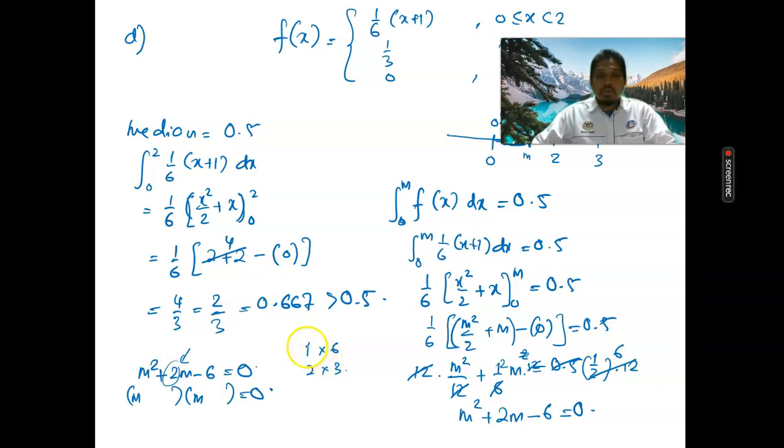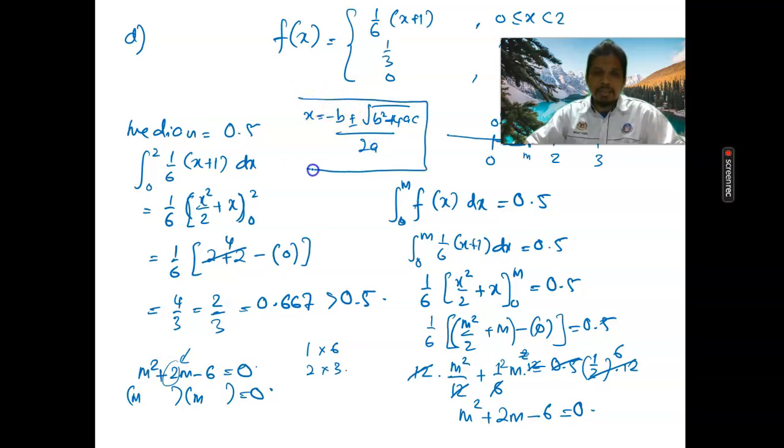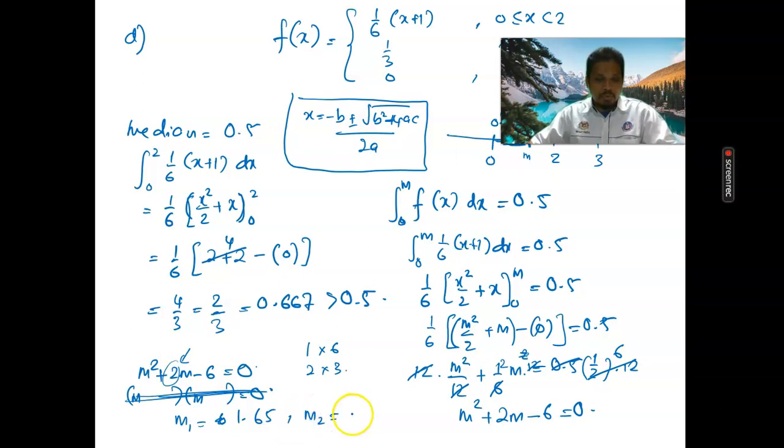So in this case, you need to use the formula to find x, which is negative b plus or minus the square root of b squared minus 4ac, divided by 2a. Do you still remember this? Use this to find the value. We cannot simply use factorization, so you use the formula here. Then m1 equal to 1.65 or m2 equal to negative 3.65.